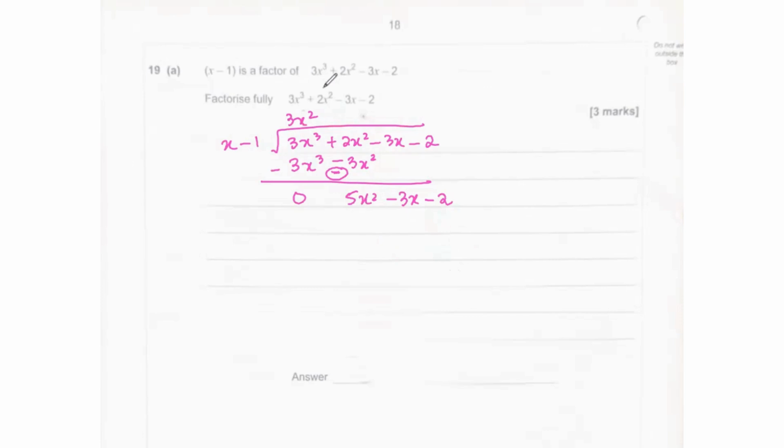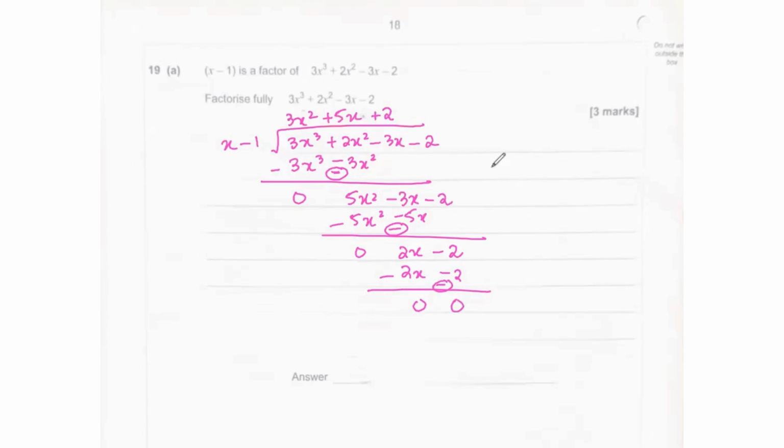Now to get rid of the 5x squared, we multiply 5x with x, so 5x squared. Subtract, that's 0. 5x times negative 1 is negative 5x. Again, subtract, so negative 3x minus negative 5x is 2x. Minus 2 comes down as it is. Then we times x by 2, so 2 times x is 2x, and 2 times negative 1 is negative 2. If we subtract negative 2 from negative 2, that is going to give us 0 again. What we get is 3x squared plus 5x plus 2.